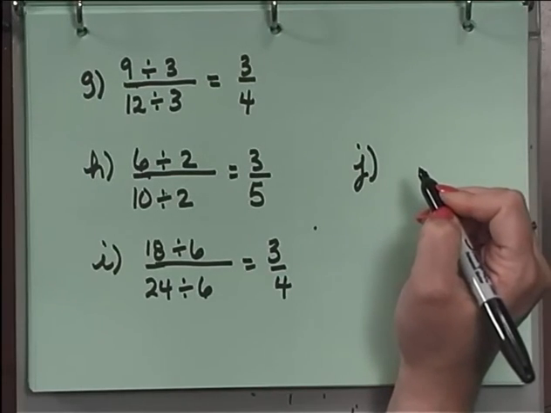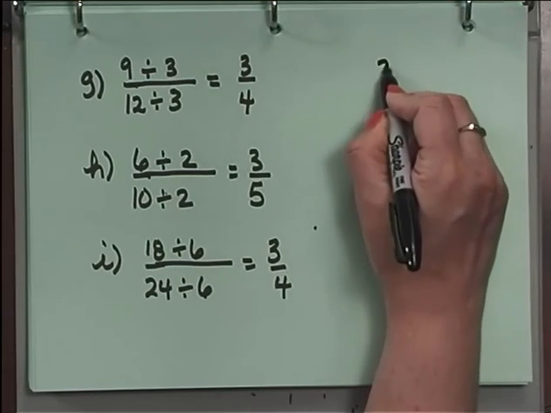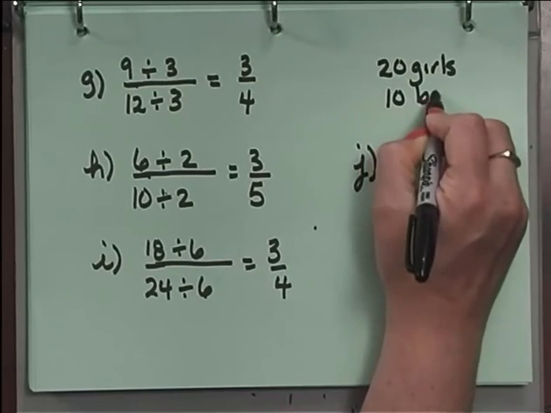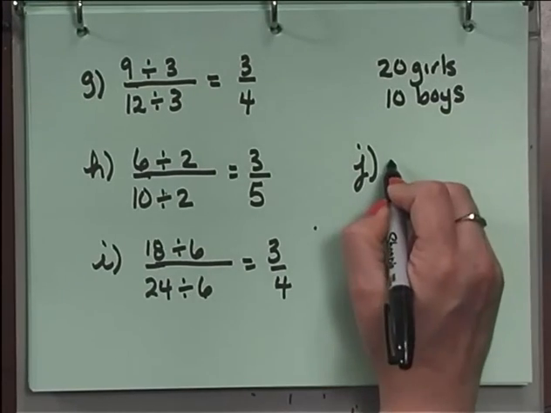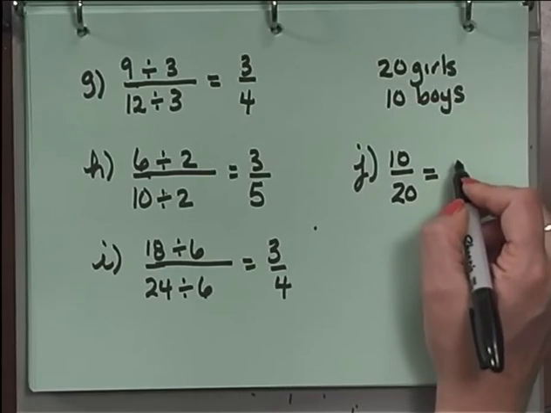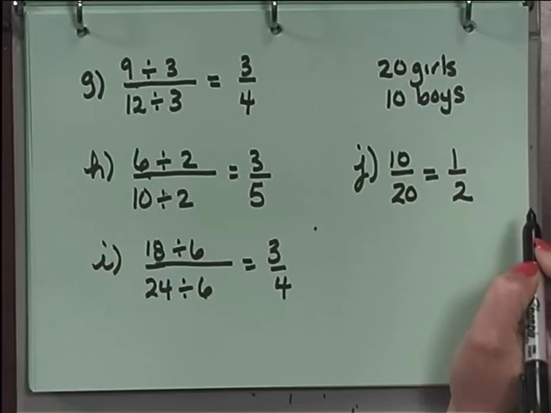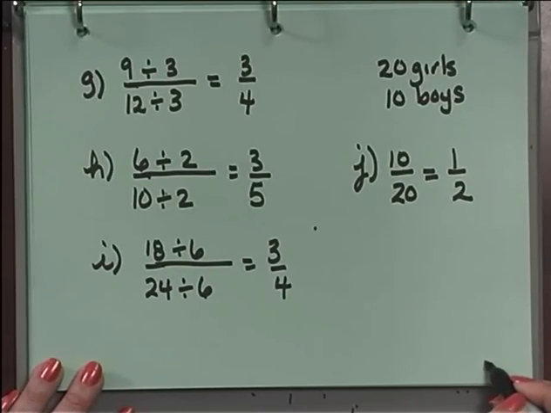Problem J. In a group of 30 children, there were 20 girls. What was the ratio of boys to girls? Well, if there were 20 girls out of 30 whole children, that means that there were 10 boys, because 30 minus 20 is 10. So the ratio of boys to girls would be 10 to 20. And 10 is half of 20, so therefore this ratio reduces to 1/2. So 10 out of 20 is the same thing as 1/2.